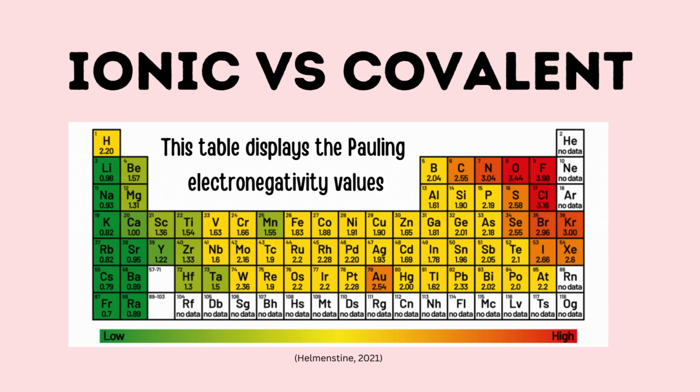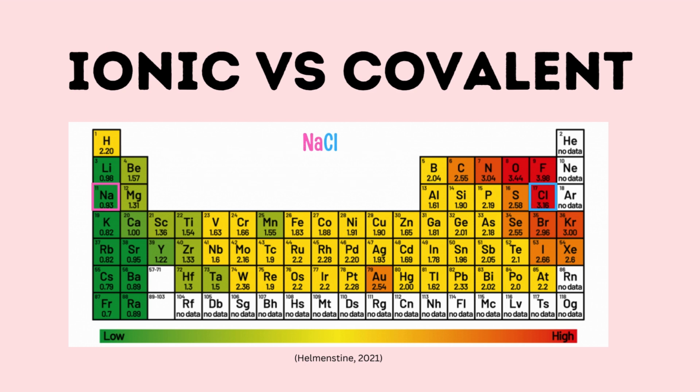Let's look at some examples. This periodic table displays the Pauling's electronegativity values. Once again, we'll look at sodium chloride. Sodium has a Pauling value of 0.93, whereas chlorine has a Pauling value of 3.16. This is a big difference. Therefore, the bond will be ionic. Now let's look at hydrogen chloride. Hydrogen has a Pauling value of 2.2, whereas chlorine has a Pauling value of 3.16. This is a small difference. Therefore, the bond will be covalent.